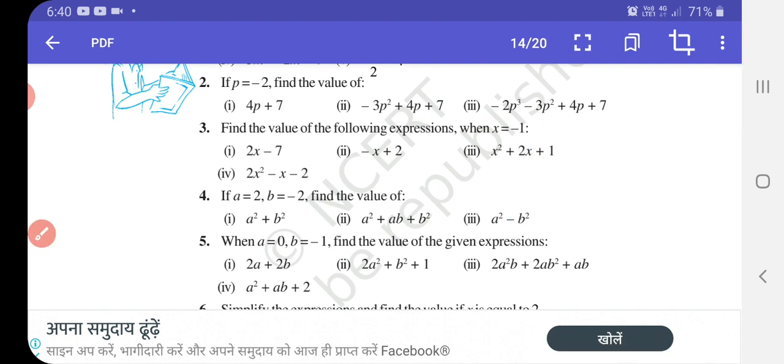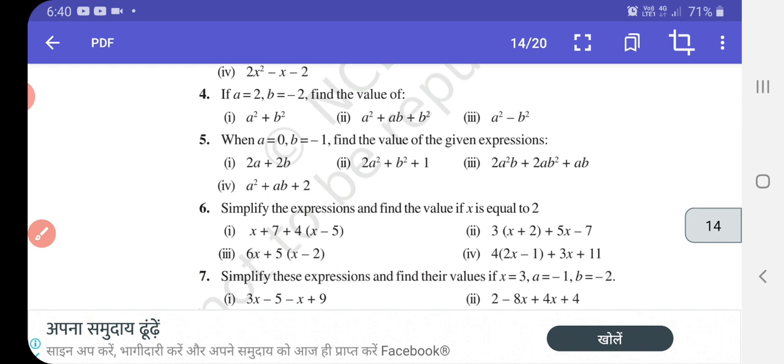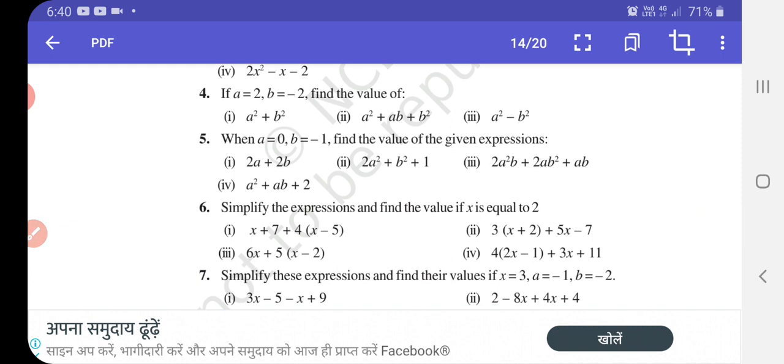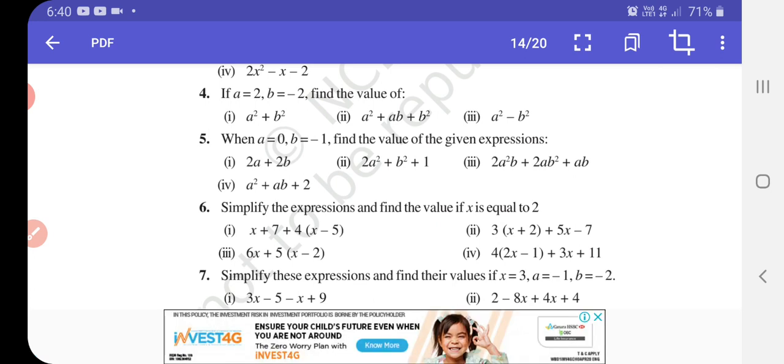Now question number 5. a is equal to 0, b is equal to minus 1. Find the value of the given expression. Same, you only have to put the values a is equal to 0 and b is equal to minus 1. Okay.